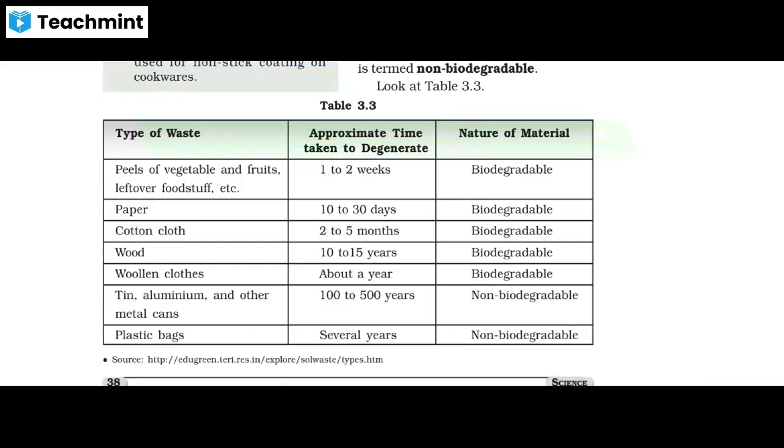Tin, aluminium, and other metal cans. We have seen that some tins and other cans we are using are made up of metals. Those take about 100 to 500 years, and these are non-biodegradable. They are not going to decompose completely through natural processes. Later, chemicals have to be introduced to process them, and then it takes too much time, right? 100 to 500 years. Then plastic bags.